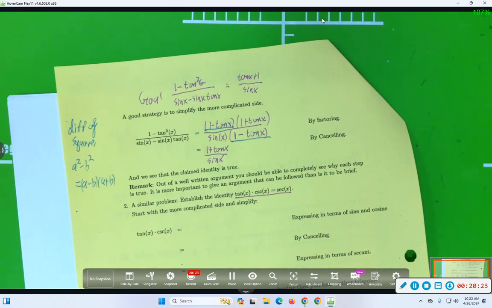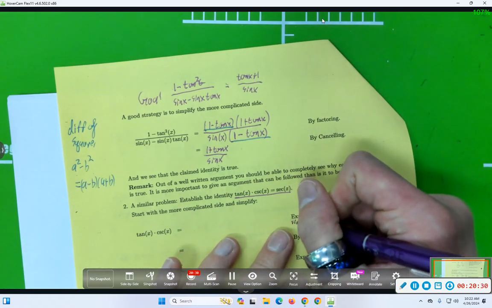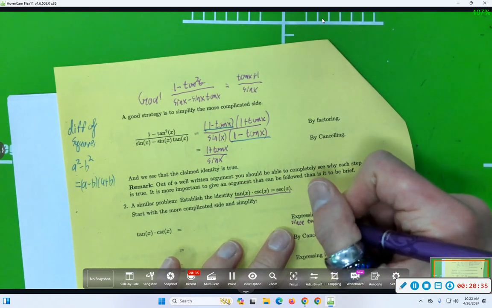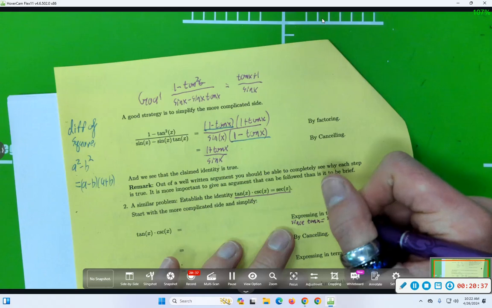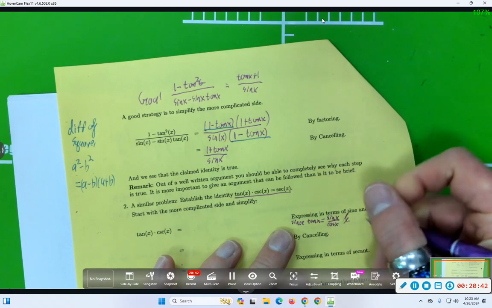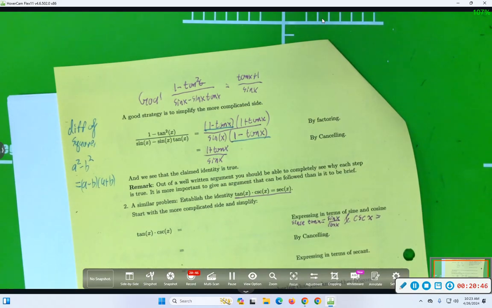Right. Tangent of x is sine over cosine. Nice. So let's express everything in terms of sine and cosine, since tangent x equals sine x over cosine x. And I guess we should do the same thing with cosecant. What is cosecant the same as? Flip to the previous page if you need to know what I'm talking about. 1 over sine. It is 1 over sine.